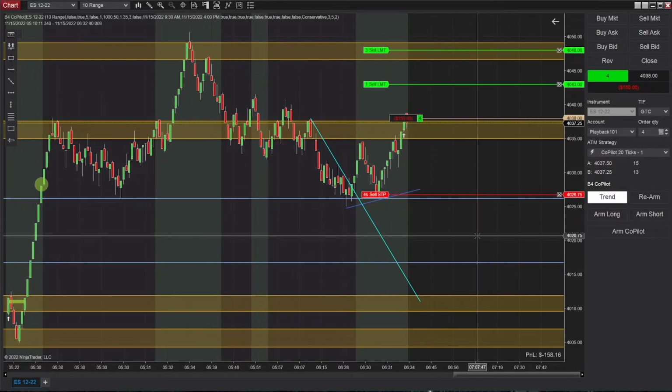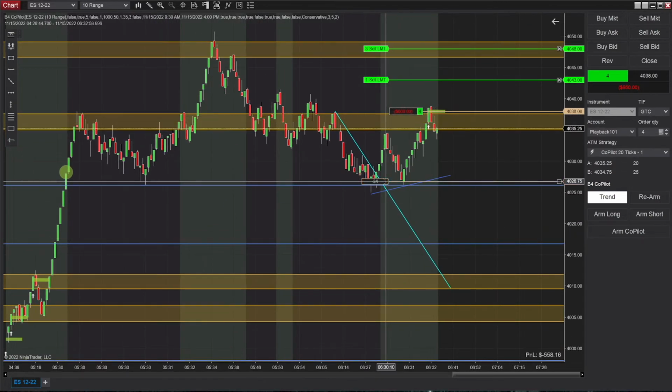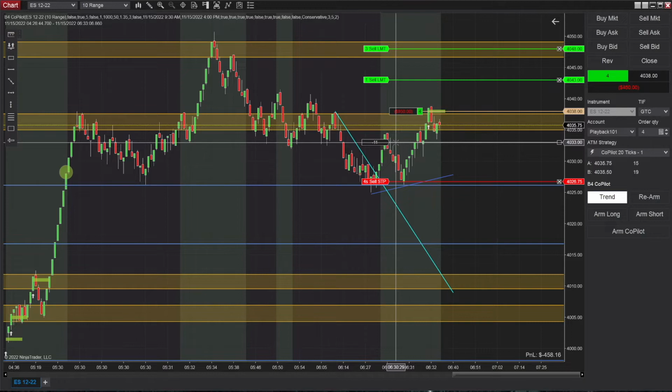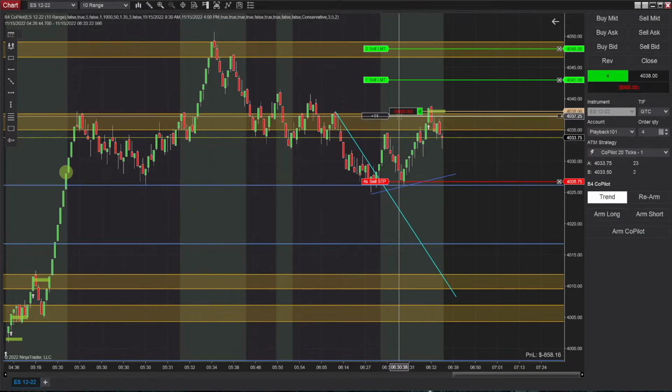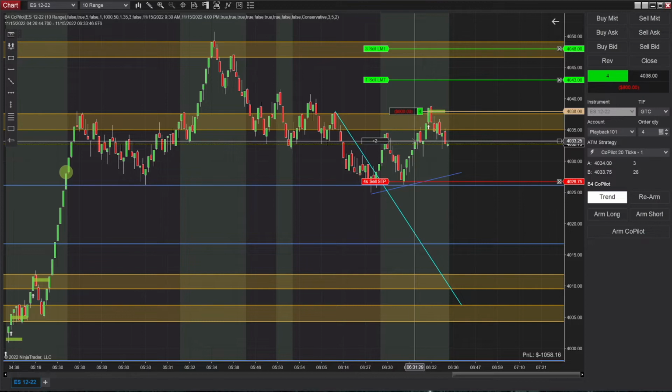Alright, we entered into a trade. We are in 4 contracts. Notice we have an ATM strategy set with NinjaTrader. This allows us to enter the trades, take out emotions, but we can also manually adjust that according to price action that's relevant on our charts.